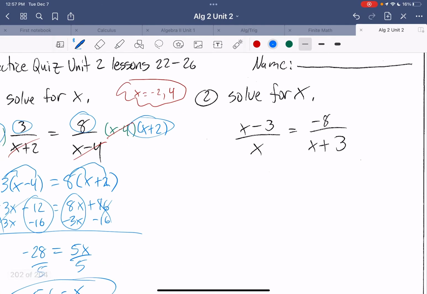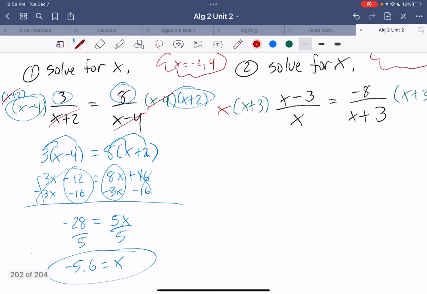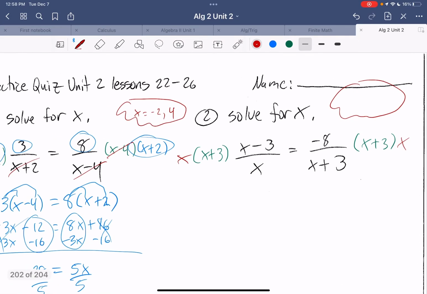Okay, same strategy for the next one. I'm going to multiply both sides by x plus 3. That'll kill the x plus 3 there, x plus 3 over here. And then I'm going to multiply both sides by x, because that'll cancel that x out and then this x out here. But before I get too far, create my puffy cloud. Oh, I forgot on the last one, the negative 5.6 is not in the puffy cloud, so that's the correct answer. So x cannot be 0 or negative 3 in this one, because negative 3 plus 3 would be 0, and of course x is 0 would be bad.